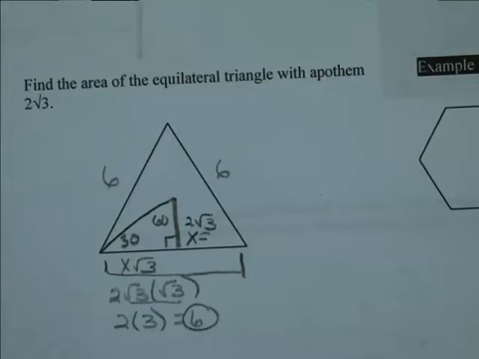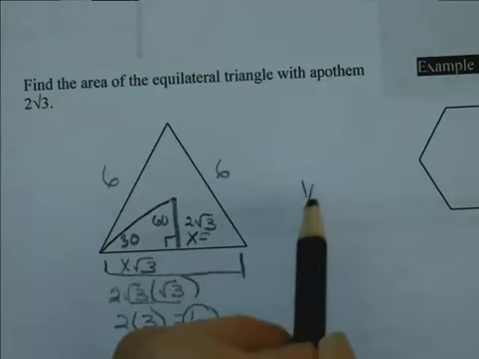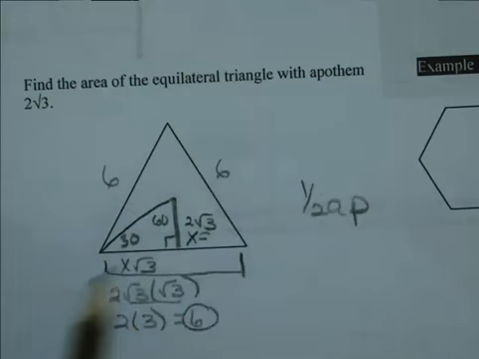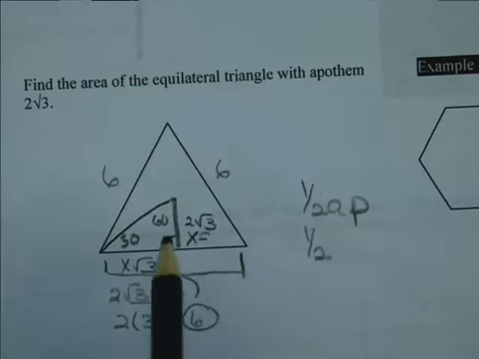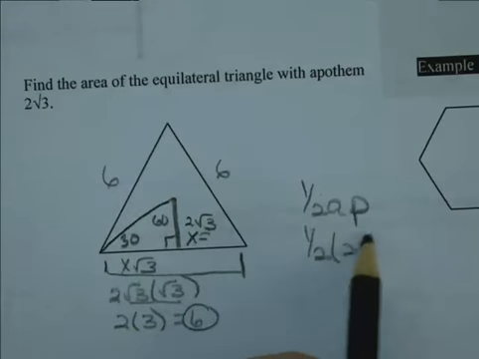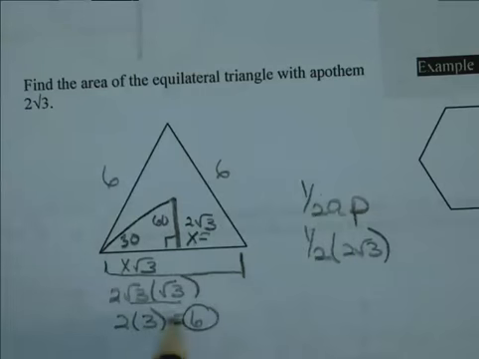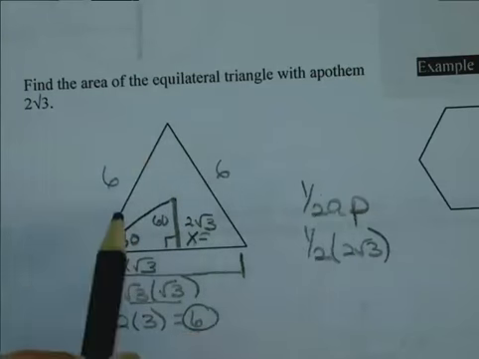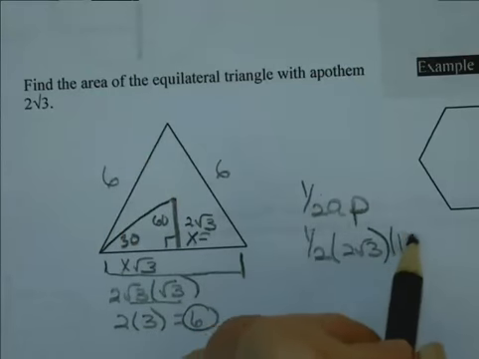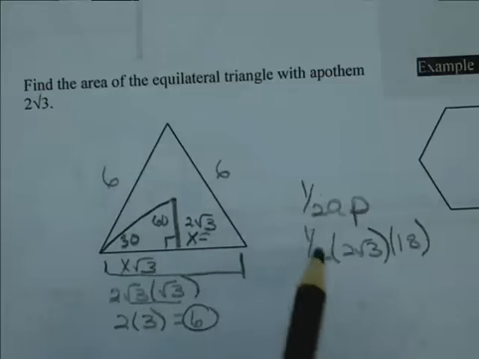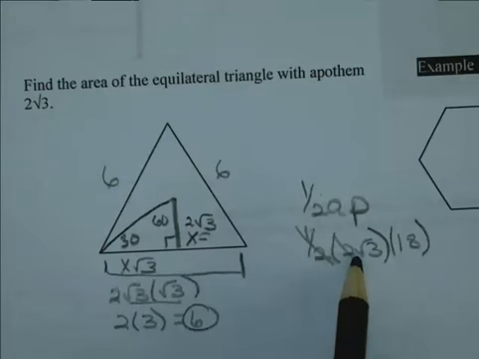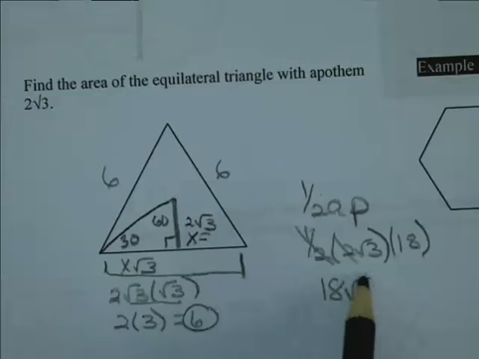All right, so let's use our formula, 1/2 AP. So 1/2, your apothem was 2 square root of 3, and your perimeter, 6 times 3, which is 18. Half of 18 is 9, so 9 times 2 square root 3 gives 18 square root 3. And you're done with that.